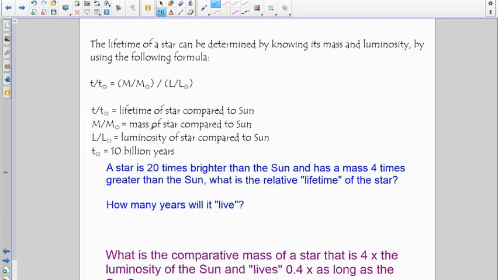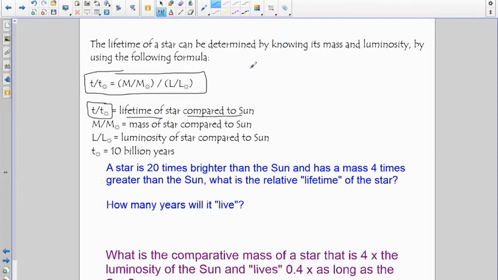Okay, so now we get into the math part. And so this formula right here will initially look very confusing, but it's actually a pretty simple formula, and it relates the lifetime of a star to the lifetime of the sun. And it compares that to the mass of the star and the mass of the sun divided by the luminosity of the star compared to the luminosity of the sun. So I realize that looks really confusing, but if we just look at this as a ratio, T over T solar is just a ratio of the life of the star compared to the sun.